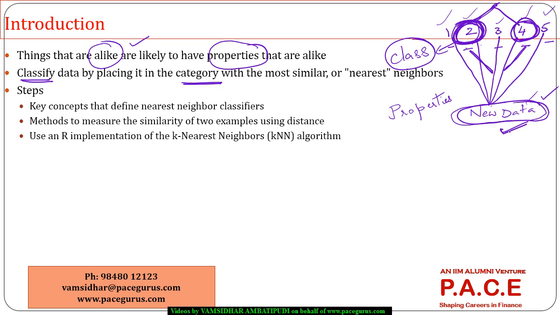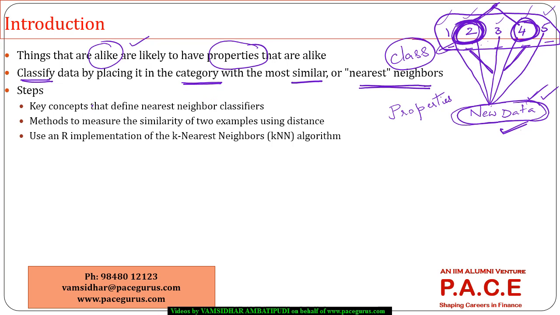I will place this in a category with the most similar or the nearest neighbors. So I'll try to identify the nearest neighbors. When I use the word nearest neighbors, those particular records, those particular elements from the existing data which are very close to this new data, those are the ones I am calling the most similar or the nearest neighbors. So I'll try to classify the data by placing this into a category with the most similar or the nearest neighbors. So that is the basic mechanism of the nearest neighbors algorithm.